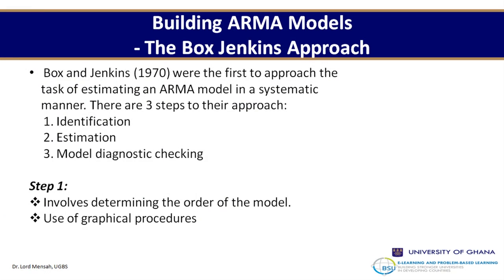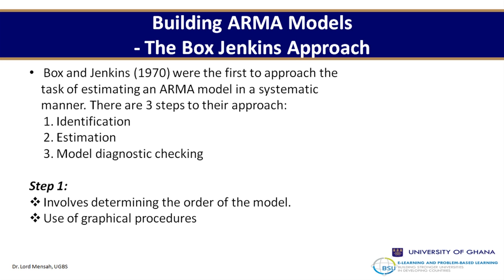Now, how do you build these ARMA models? There are several approaches, and the Box and Jenkins approach, introduced in 1970, was the first approach to the task of estimating an ARMA model in a systematic manner. There are three steps that they considered: identification of the model, estimation of the model, and then testing the model for diagnostics. You check whether there's a significant relationship or not.